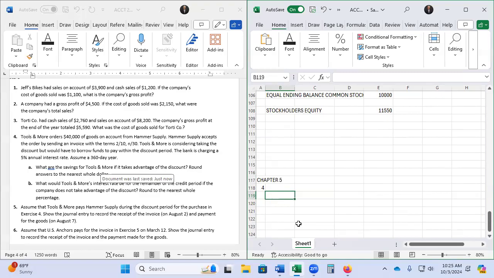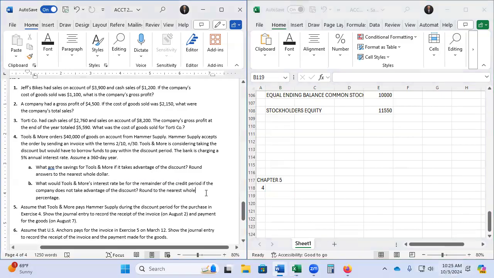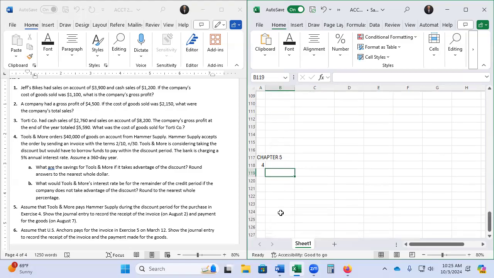Okay, so it says Tools and More orders $40,000 of goods on account from Hammer Supply. Hammer Supply accepts the order by sending an invoice with the terms 2/10, net 30. So they have a 2% discount if they pay in cash within 10 days. If not, the full payment is due in 30 days. Tools and More is considering taking the discount, but would have to borrow funds to pay with the discount. The bank is charging a 5% annual interest rate. Assume a 360-day year. What are the savings for Tools and More if it takes advantage of the discount? Round answers to the nearest whole dollar.